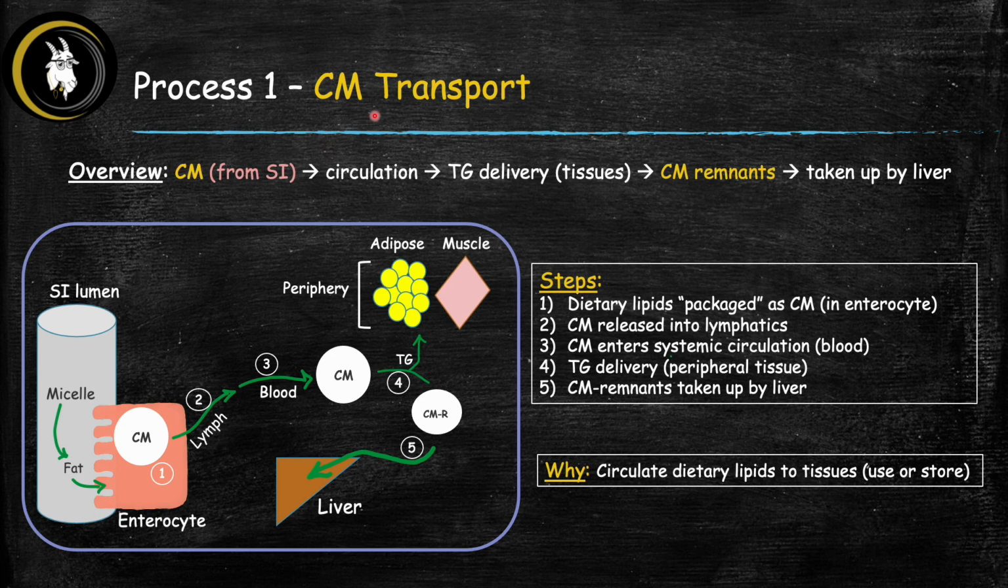All right, so let's start with process 1, which was the chylomicron transport. So again, chylomicron being released from the small intestines, getting into circulation, delivering triglycerides to tissues, remnants returning to the liver. So let's start over here.